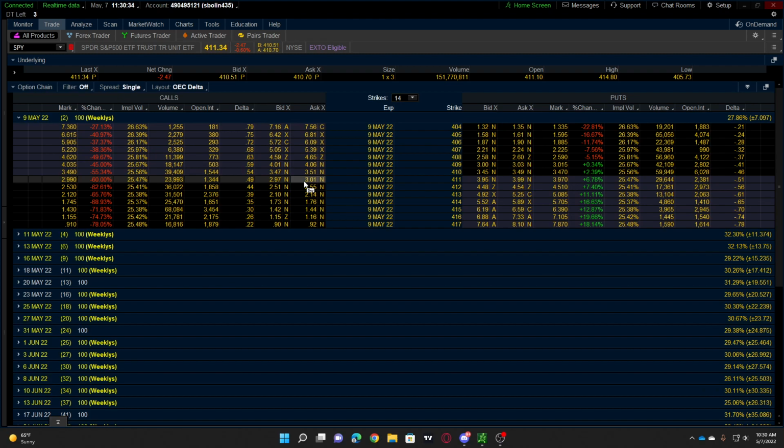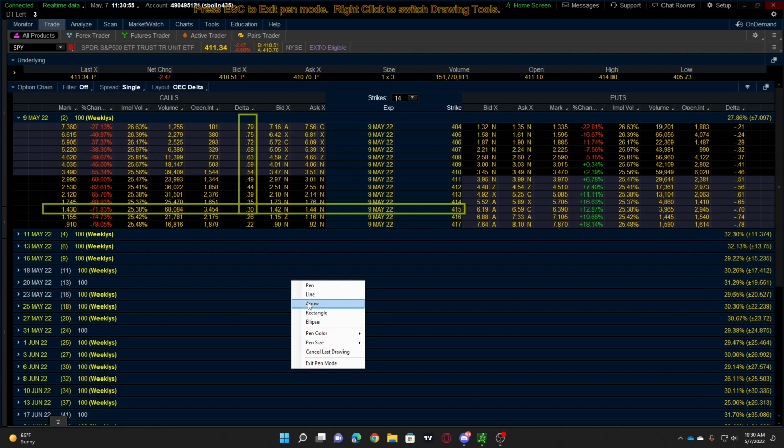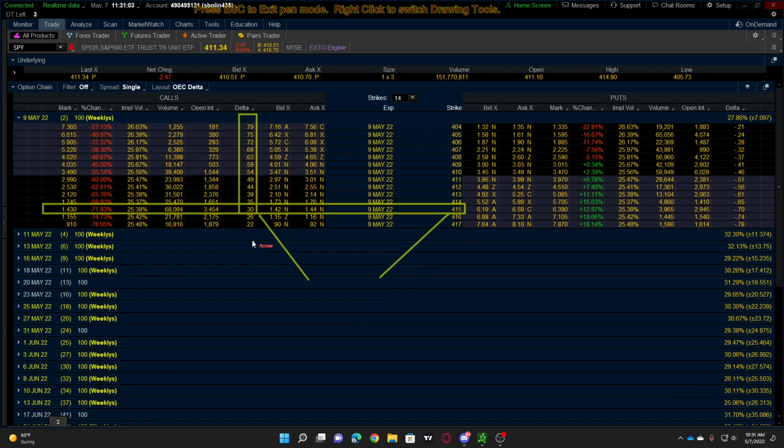If we're looking at an option chain and we're discussing a specific strike, in this case we're going to focus on the 415 strike. If we're looking at the 415 and it has a delta value of 30, then that tells me that this 415 call represents 30 shares of the underlying market, the SPY.